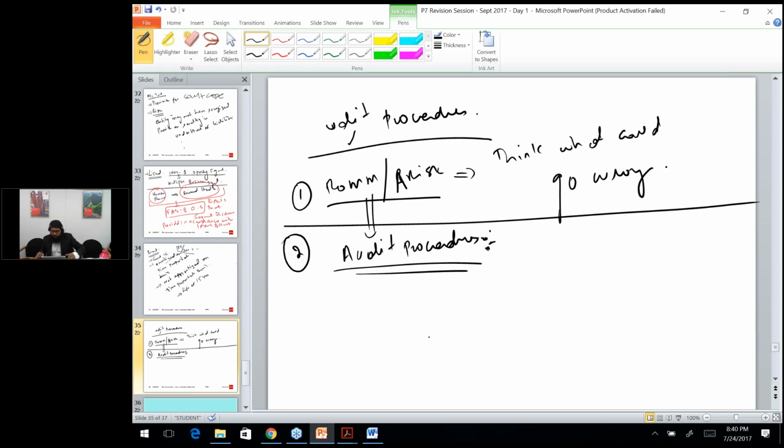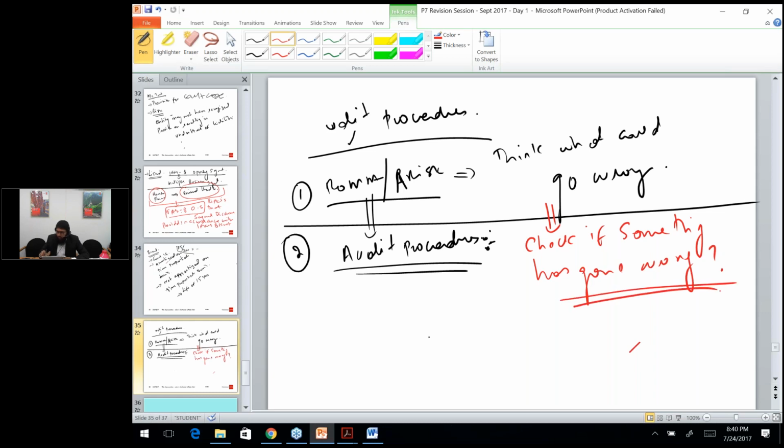When we perform the audit procedures, what we try to figure out is we check if something has gone wrong. It's connected. To identify the risk of material misstatement, you need to think what could go wrong. And once you have thought what could go wrong, then you need to check, has something gone wrong? So the audit procedures are to check if something has gone wrong.